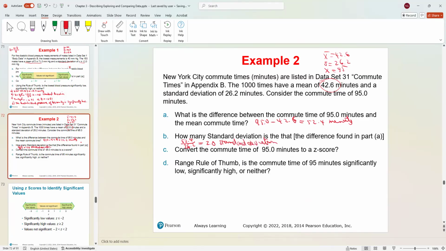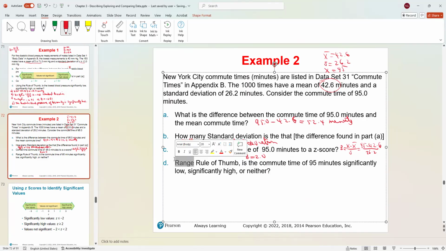They said convert this one, usually using the formula. We don't need to use the formula because we know Z is X minus X bar over S, meaning 95 minus 42.6 over 26.2. It would give you exactly the same answer. Z would be 2. And this is using the rule of thumb.